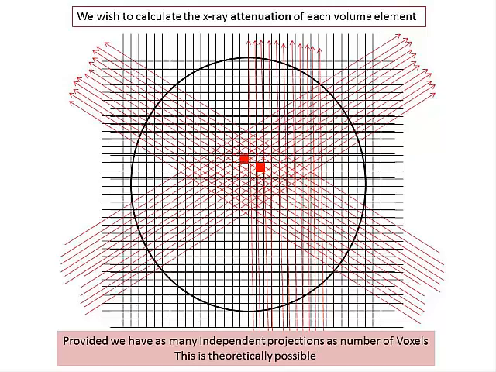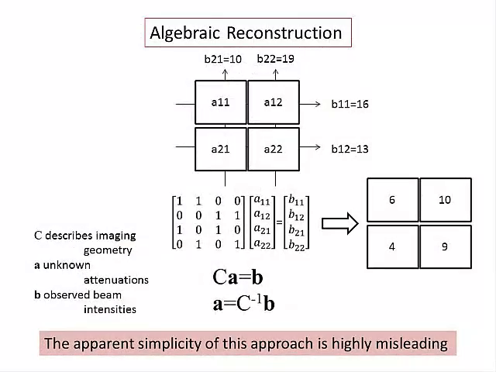This, however, isn't as easy as it sounds. If we consider a 2x2 image with attenuations A11, A12, A21 and A22, we can write a set of equations for the unknown attenuation vector A. The matrix C describes the imaging geometry and relates the attenuations to the observed intensity vector B. Solution of this equation yields the attenuations.